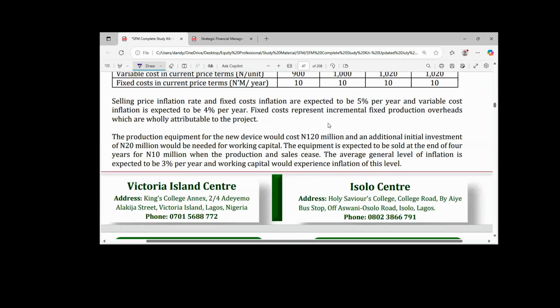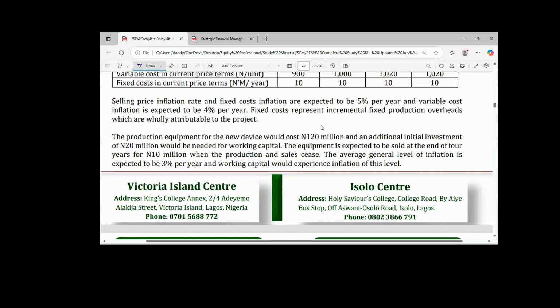Selling price inflation rate and fixed cost inflation are expected to be 5% per year, and variable cost inflation is expected to be 4% per year.